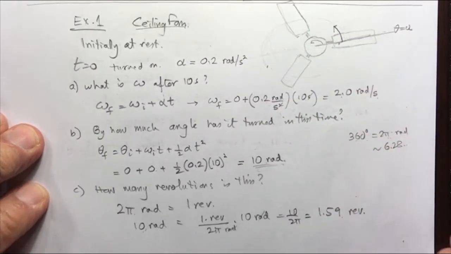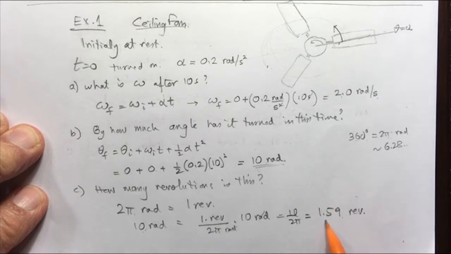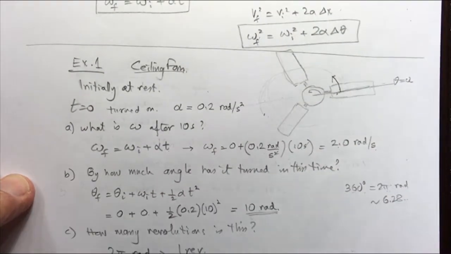So it turns by that distance. So we get the delta theta, the revolutions, and the angular speed.